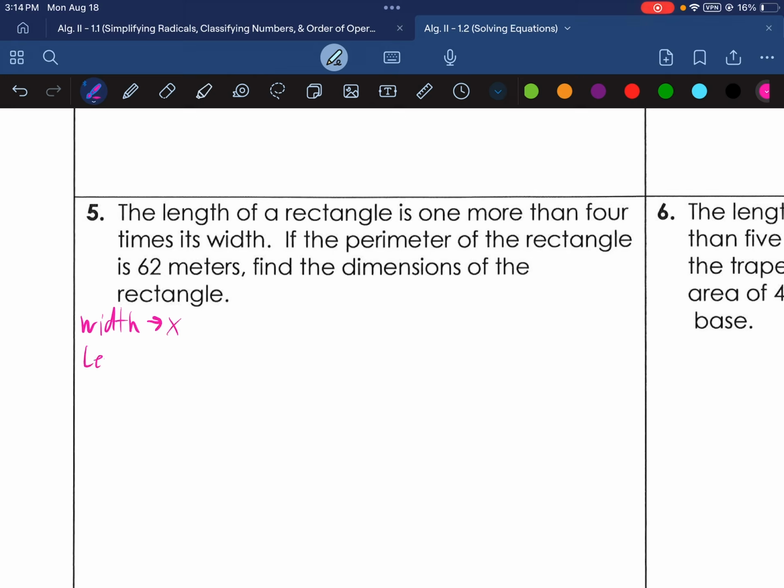So our width is just going to be x. The length is 1 more than 4 times that. So 4x plus 1.